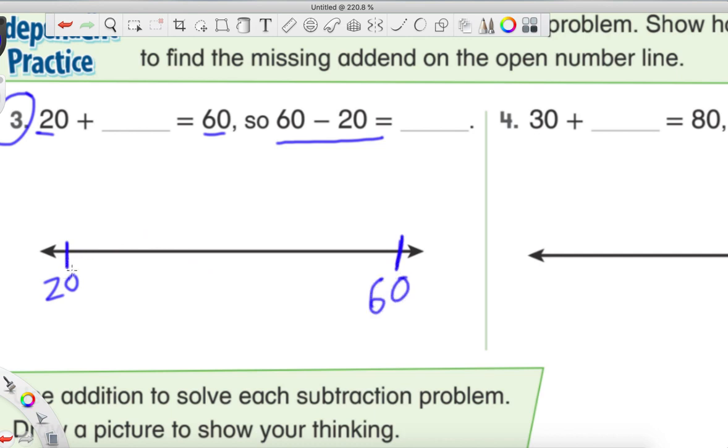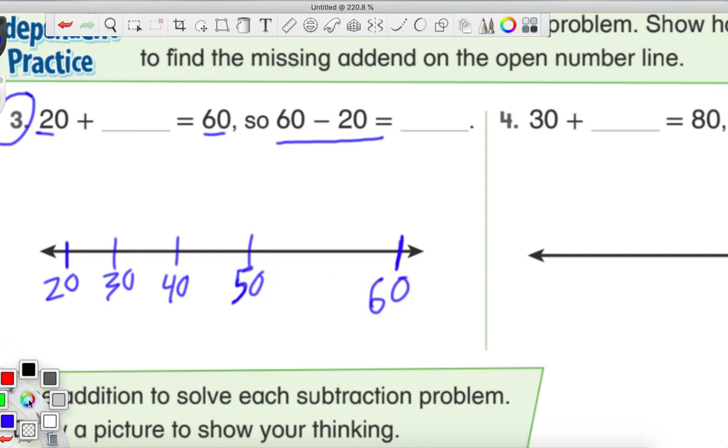So 10, 20, 30, 40, 50. Oh, I could have spaced them out a little more. It's okay. If it's not perfect, it's all right.